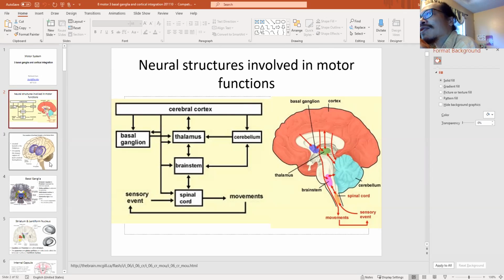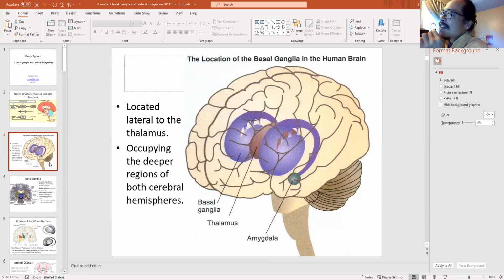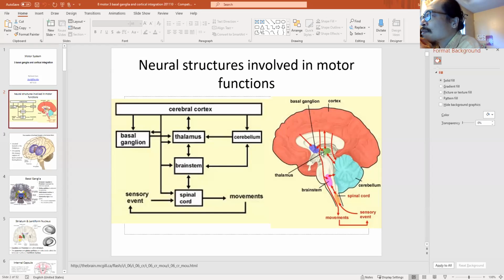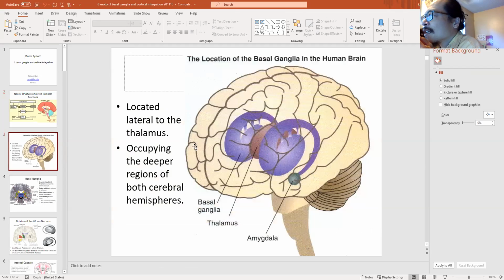So what's the basal ganglia? Here is the location of the basal ganglia. This middle portion is the thalamus, the hub that we know is the center of the brain right here. And then we have two hemispheres of the basal ganglia, one in each hemisphere. When you look at it, it has a very unique shape. It has this C shape.